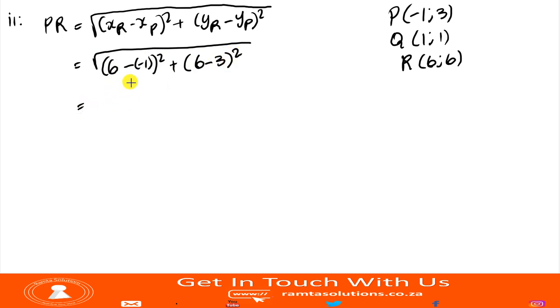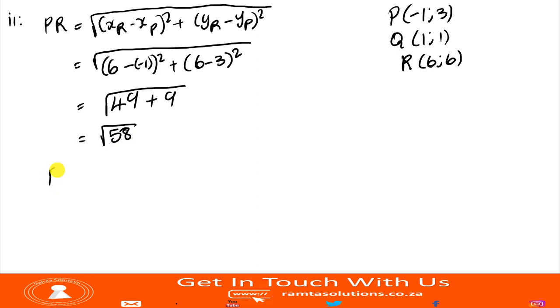So you have calculators, guys. This is 6 plus 1, it'll be 49 plus 9. This therefore becomes 58. Square root of 58. Can we simplify square root of 58 in any way? No, we cannot. Now, we're going to look at PQ.